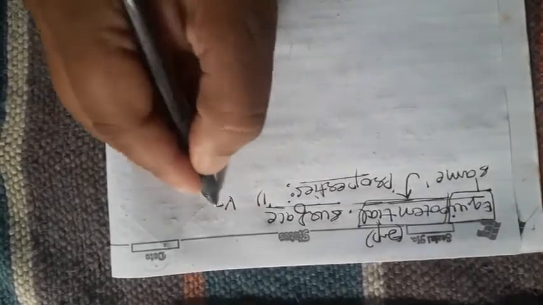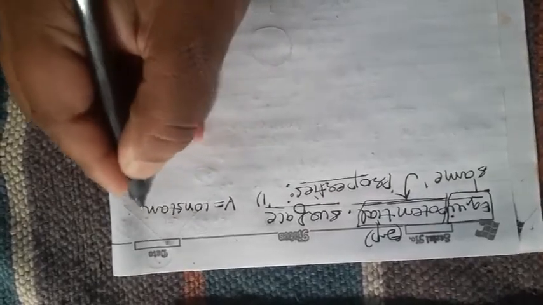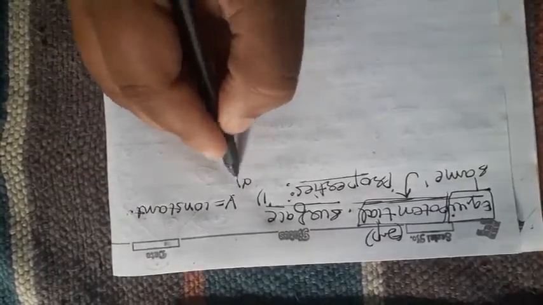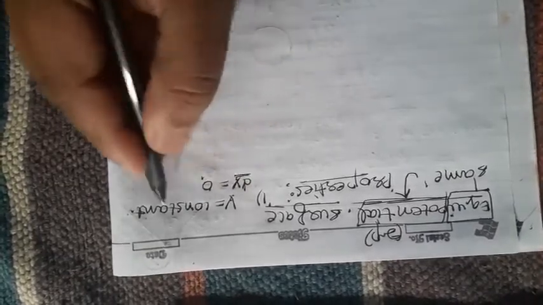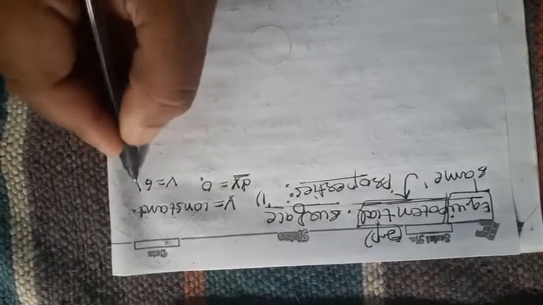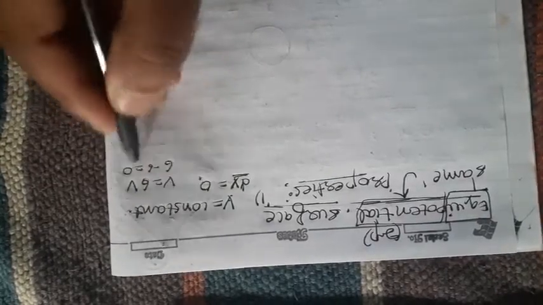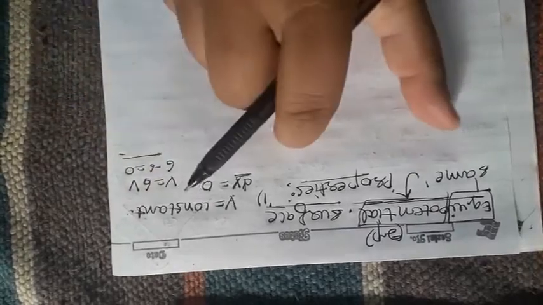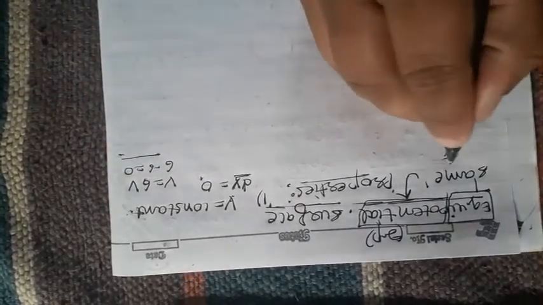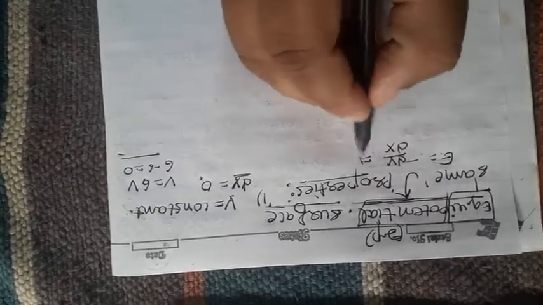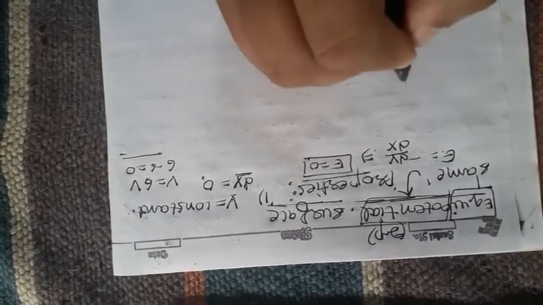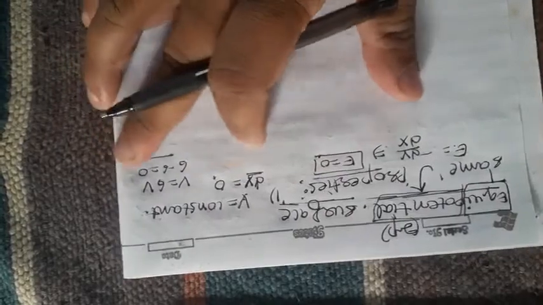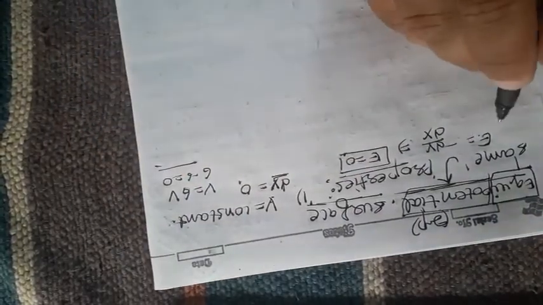First property, one thing is clear, that V is constant on the surface. If V is constant, what about dV? Why is it 0? dV is the difference. When I said V constant, its value is 6 volt. When you take the difference, 6 minus 6 will be 0. It means for such a surface dV is 0, and we already defined E is equal to minus dV by dx. So electric field is 0 on such a surface if it is an equipotential.